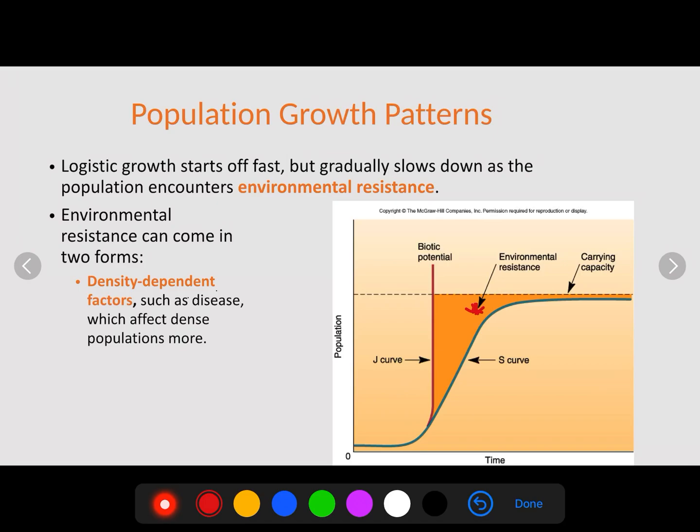So think about it, right? If we have a population where the individuals are very spread out, okay, something like this, obviously it's going to be very hard to transmit disease between them.